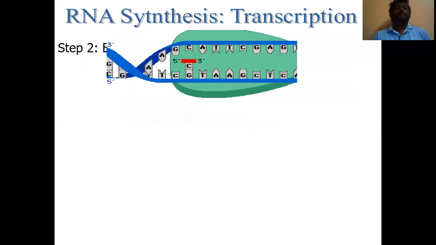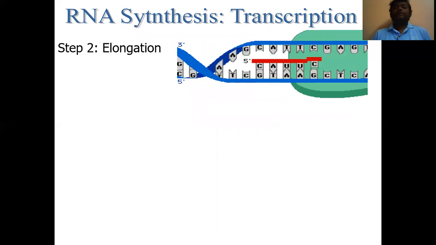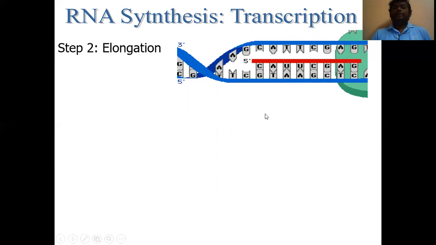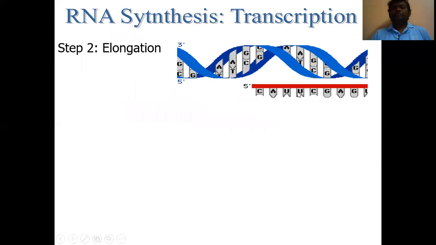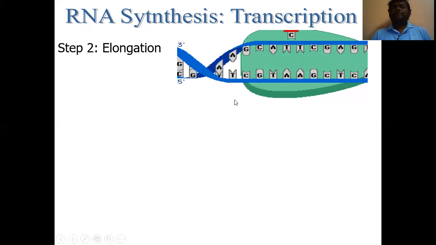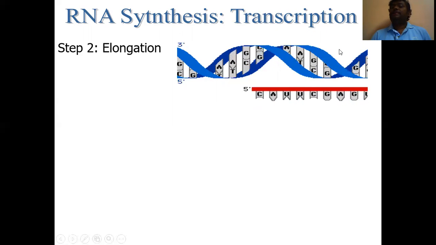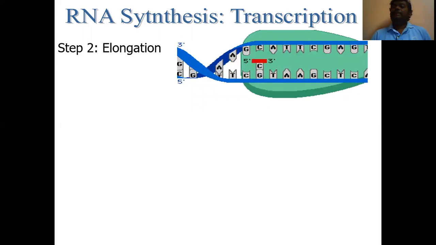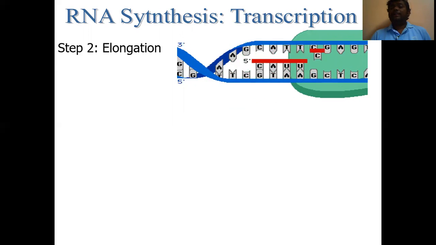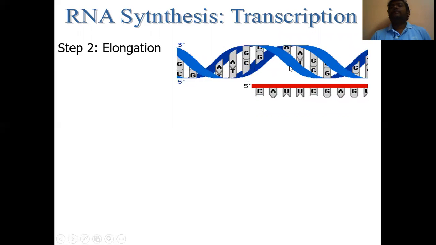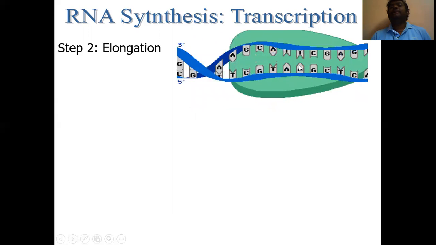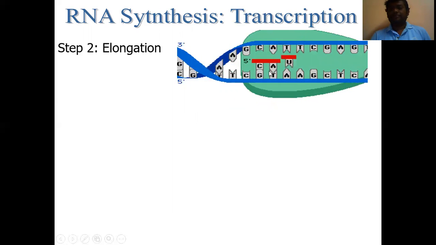Next step, elongation. You should remember that transcription is the process in which a single stranded RNA will be synthesized from DNA, whereas in replication, double stranded DNA will be synthesized from DNA. Here in this case, only single stranded RNA will be synthesized from DNA, and that's why only one strand of DNA will be used as the template.